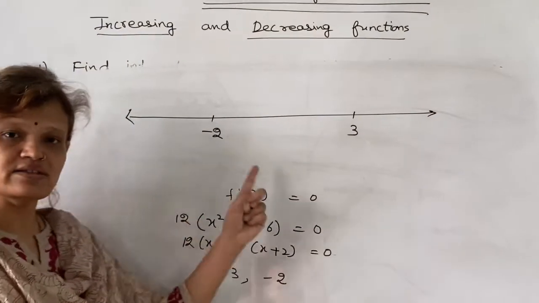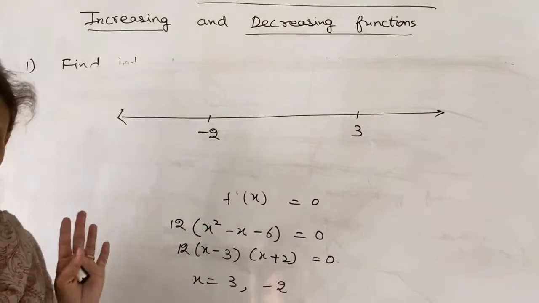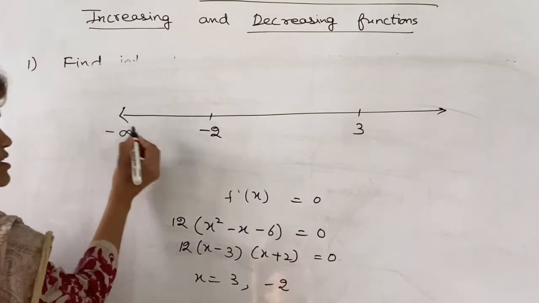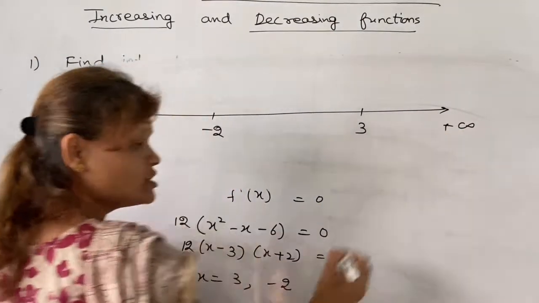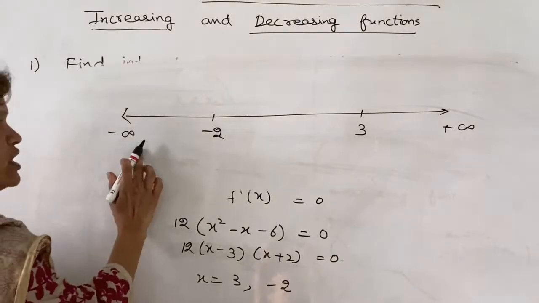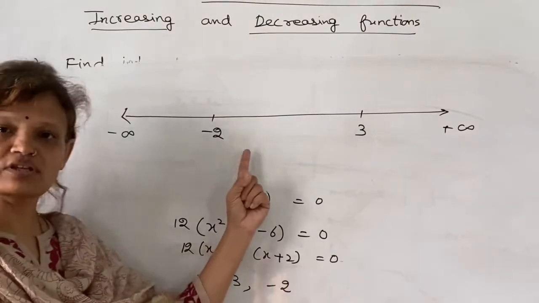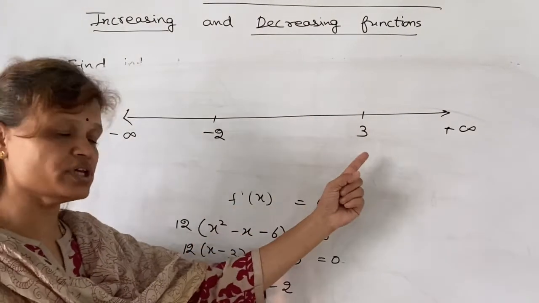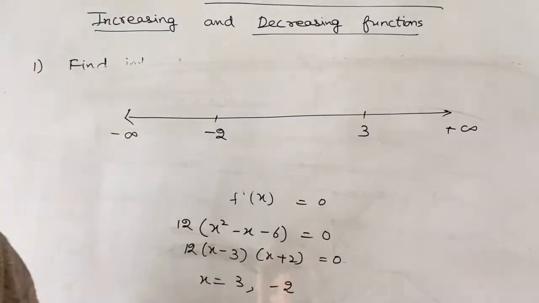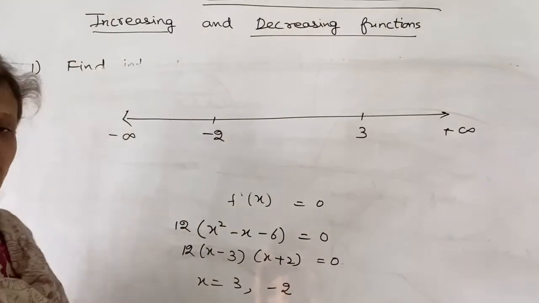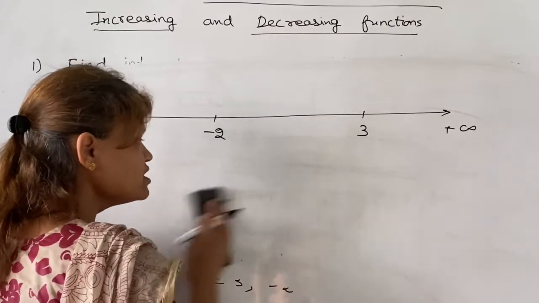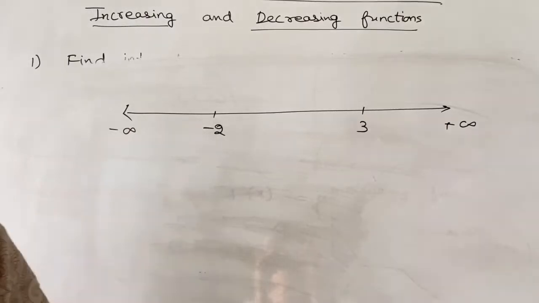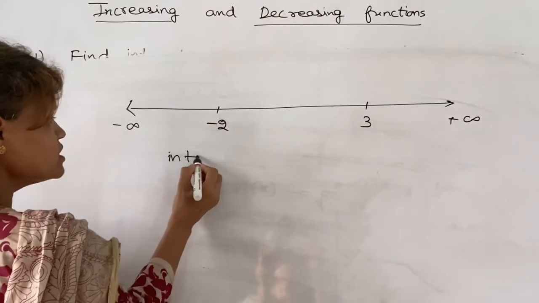After you mark this, then you have to see how many intervals are possible. So here it is minus infinity and plus infinity. So there are 3 intervals, minus infinity to minus 2, minus 2 to 3 and 3 to infinity. Now in these intervals, we are going to check where the function is strictly increasing or decreasing.